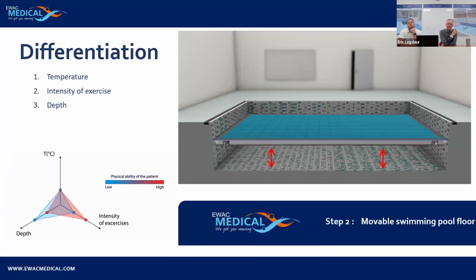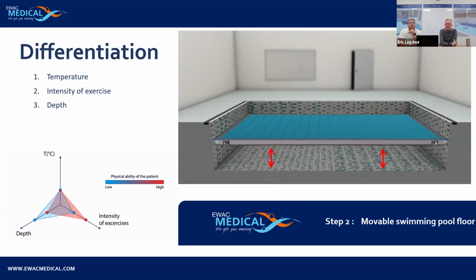Now, if we add another axis to this system, for instance, by entering a movable floor into the pool, we can also influence the depth at which the patient is exercising. And by changing the depth, we can influence the amount of weight bearing that is on the patient. So we can influence, for instance, the pain that the patient feels in their hip or in their knee, if their hip or knee is damaged.